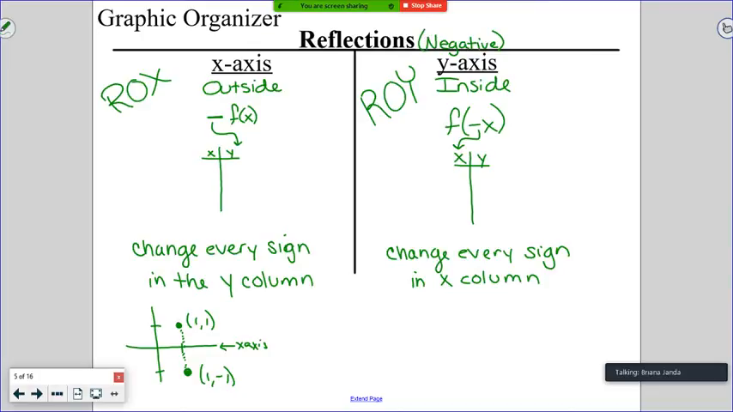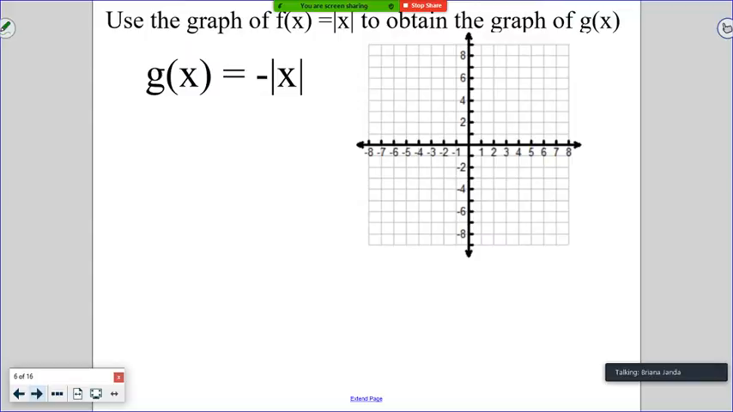Okay, so let's go ahead and try one of these. It says use the graph of f of x equals the absolute value of x to obtain the graph of g of x. And then they tell us that g of x is going to be negative absolute value of x. Remember, and this is the last time I'm going to write out our steps today, but remember our first step is to ignore the transformed graph and just write the table for the parent function.